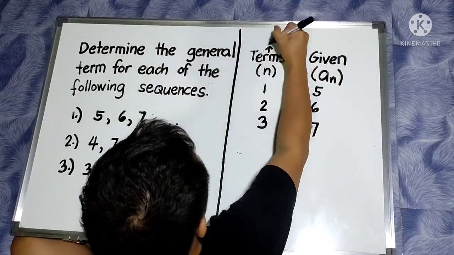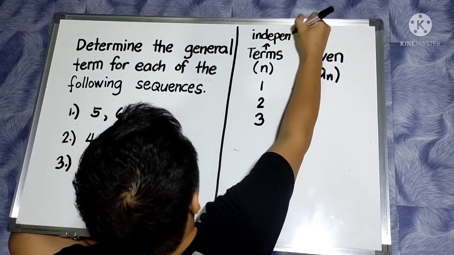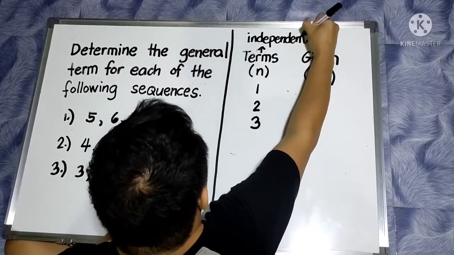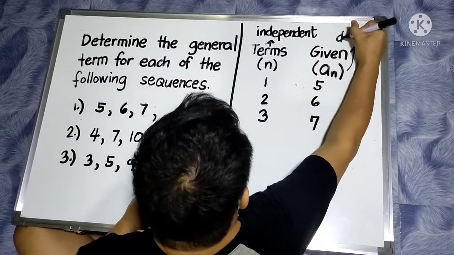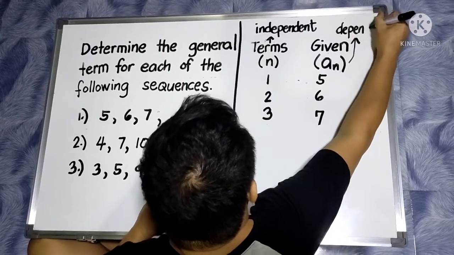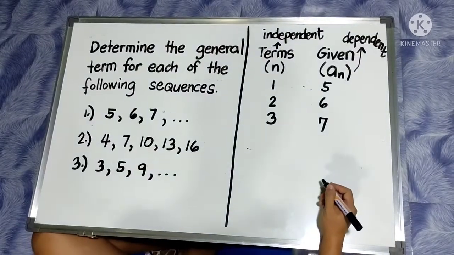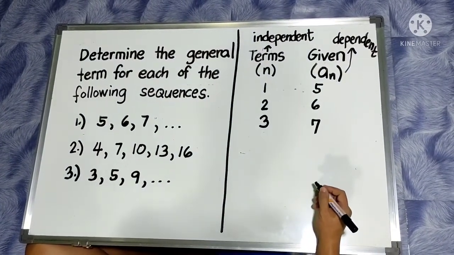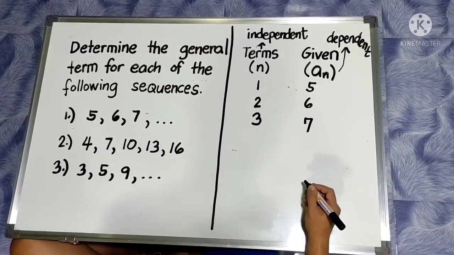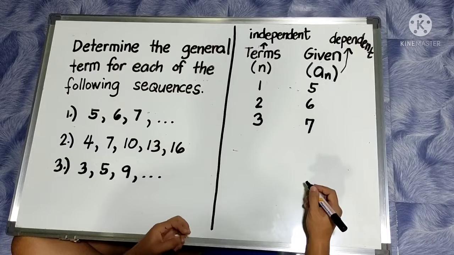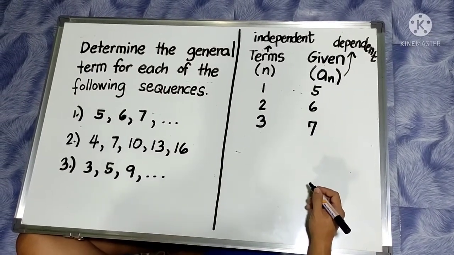So this is our independent, while your a sub n is your dependent. So, this is very important that you know the independent and the dependent variables. It is because it is the independent variable that we're going to manipulate in order to produce the dependent variable.